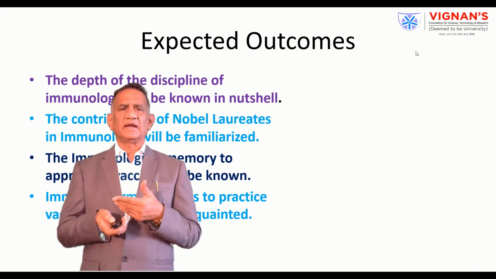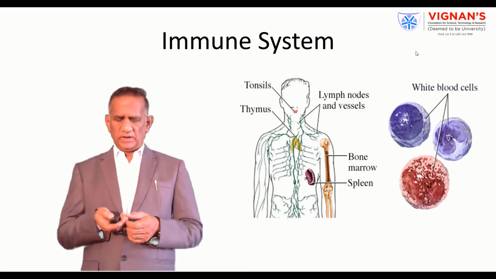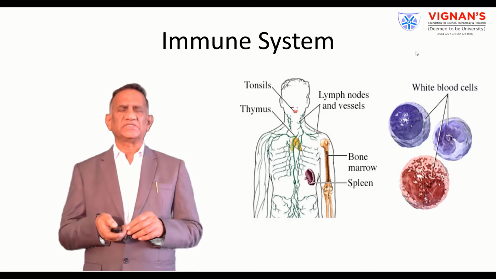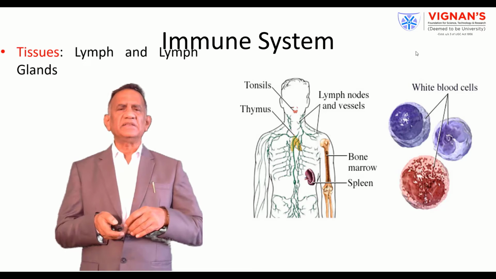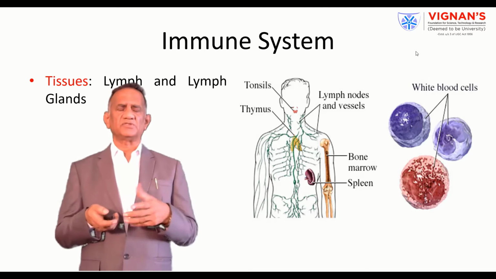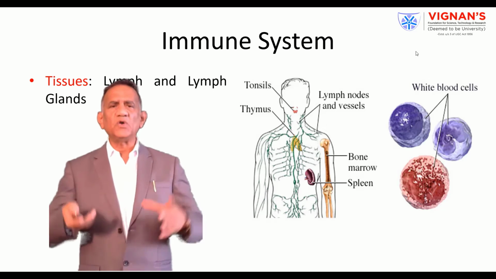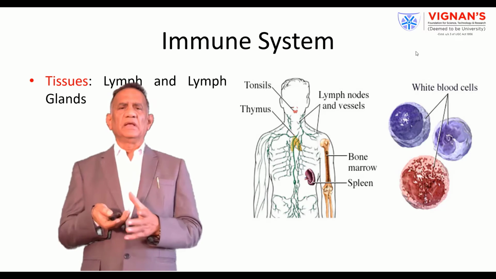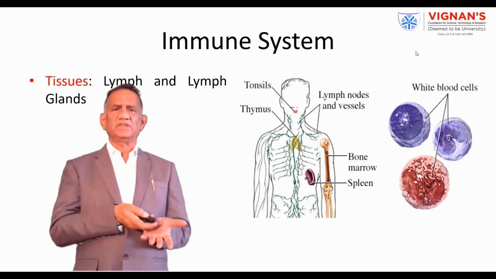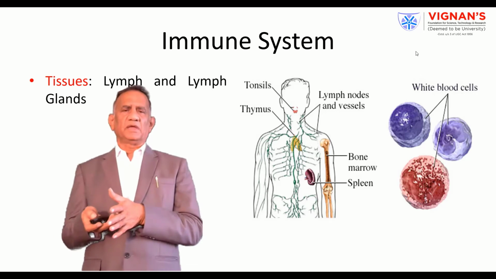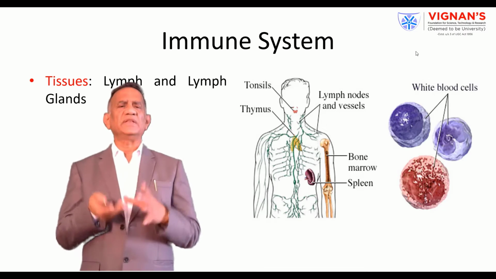Now, another 10 slides. See, our immune system is nothing but a defense system. As the country has a defense system, our organs also have a defense system. It's not that humans alone have an immune system. Every organism, starting with bacteria, protozoa, up to the vertebrates and humans, everyone has an immune system.